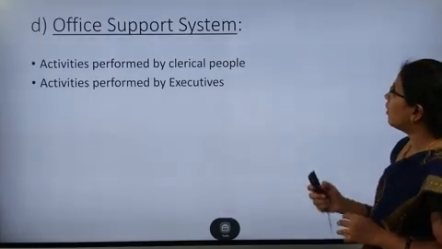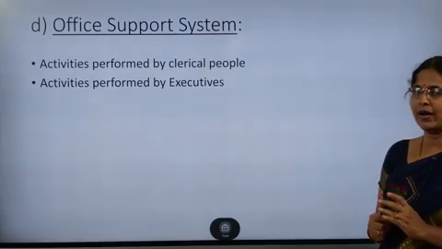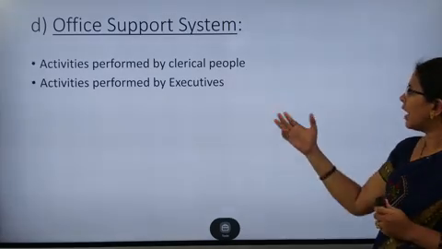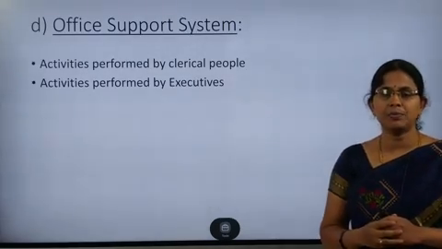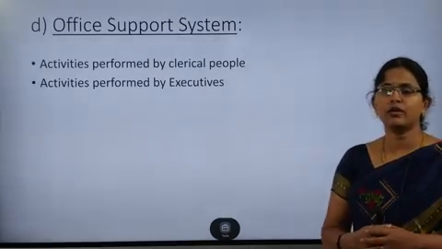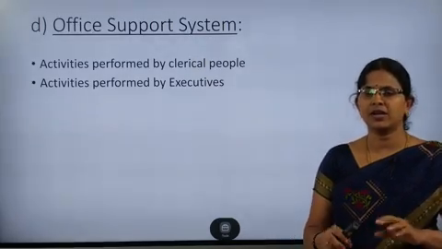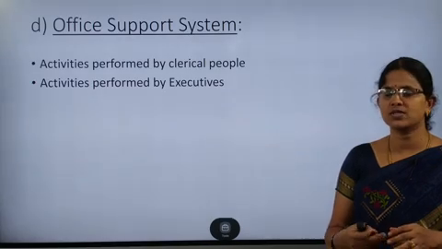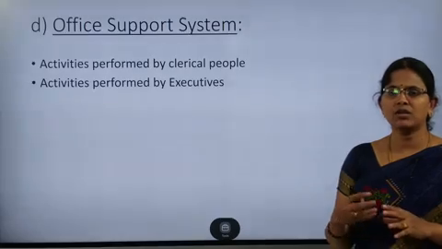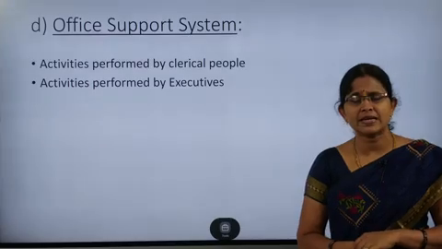Next one, office support system. In office support system, you can find two major activities: activities performed by the clerical people and activities performed by the executives. If you go for the first category, activities performed by the clerical people, any typing, taking printouts, preparing Word documents, preparing presentations, all these are done by the clerical people only. And what is the part of executives here?